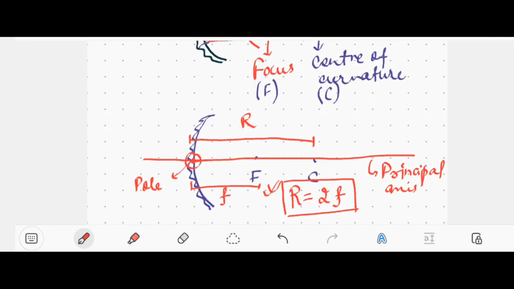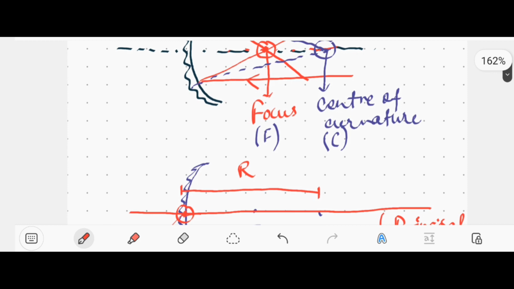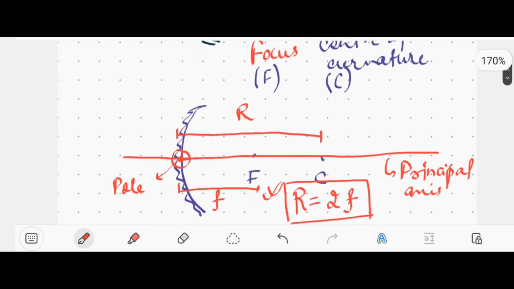So here we have learned about the different terms related to spherical mirrors. I hope you get it. In the next video we will be discussing the formulas and the light rays passing through spherical mirrors, how they reflect and behave, and where the image will be created. We will discuss the rules of incidence and reflection of light through spherical mirrors, whether concave or convex, in the next video.